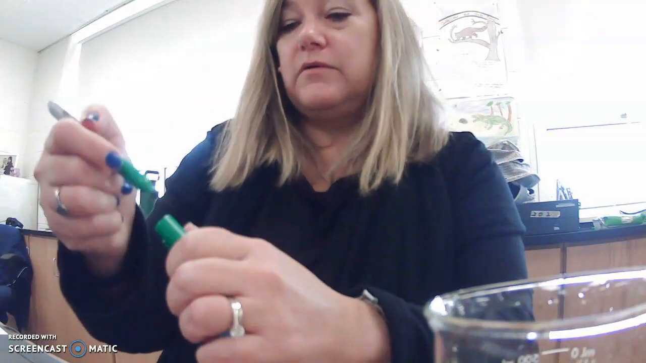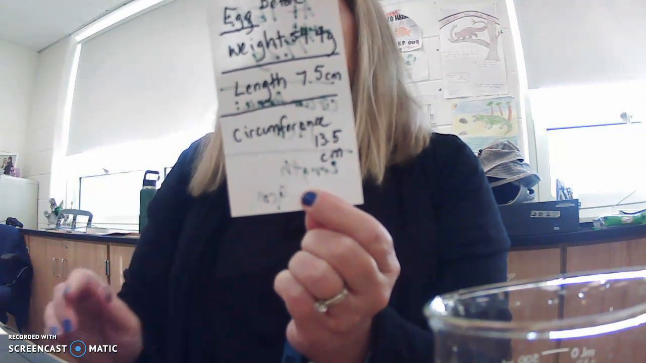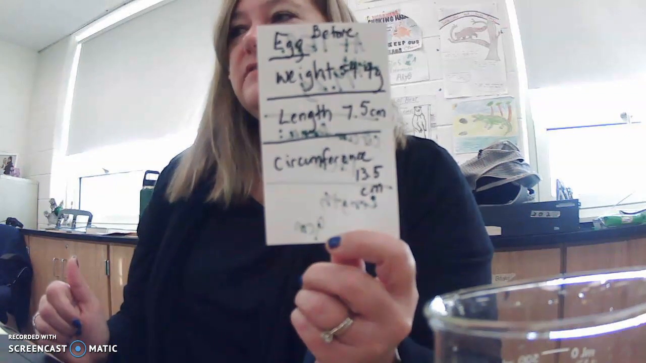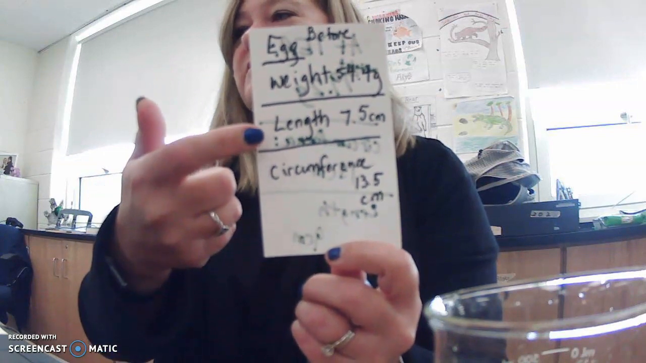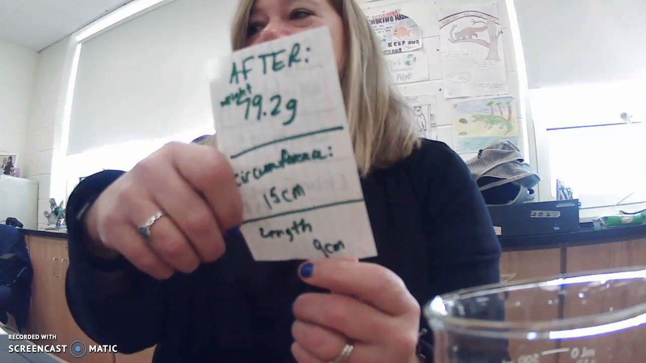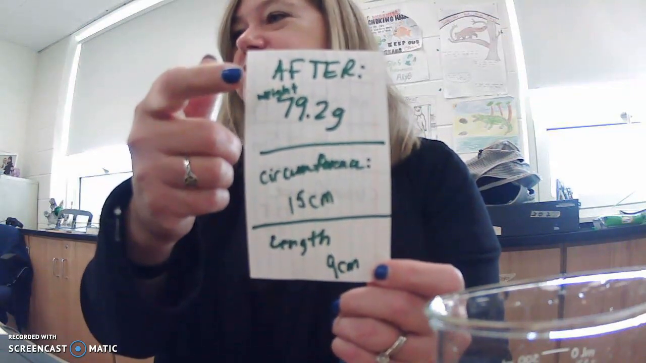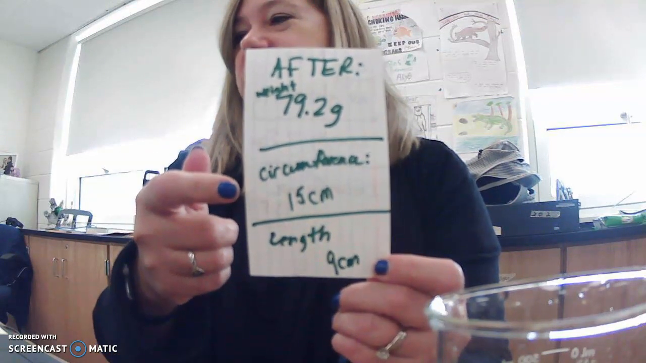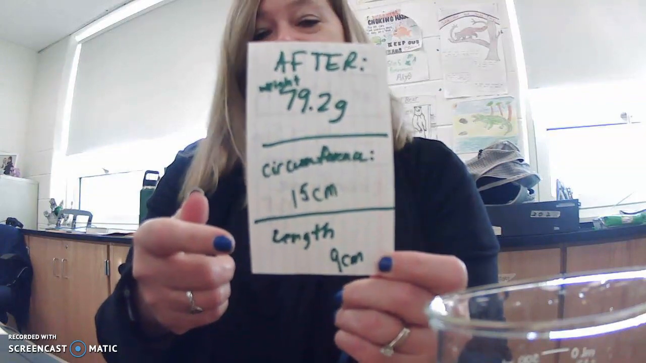So recall, before it was 13.5. The length was 7.5. So once again, the before weight, 54.4 grams, length, 7.5 centimeters, circumference, 13.5 centimeters. The after, 79.2 grams, circumference is 15 centimeters, length is now 9 centimeters. Okay.